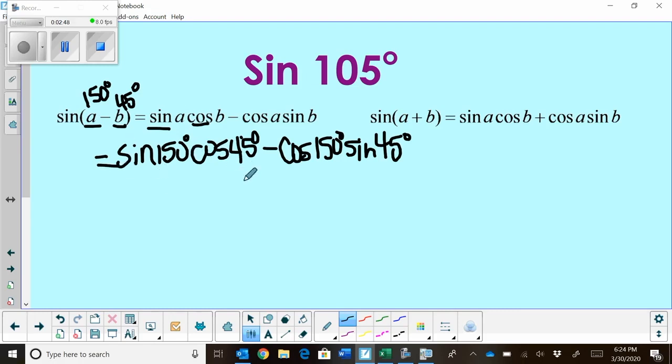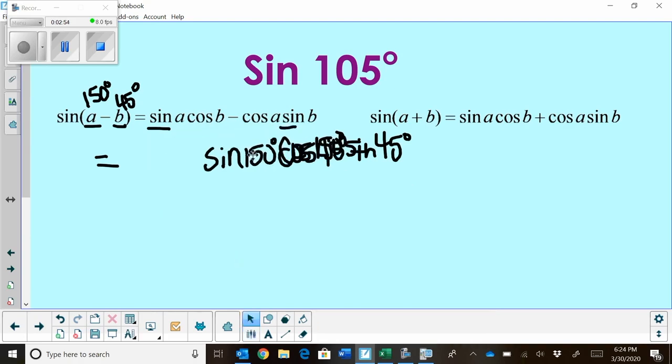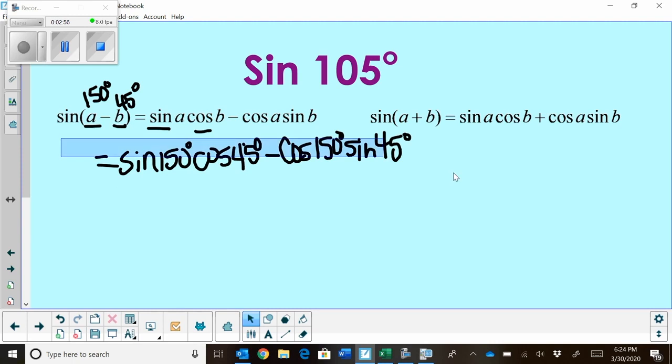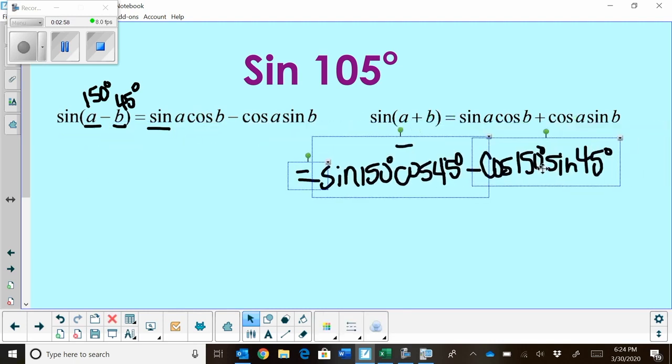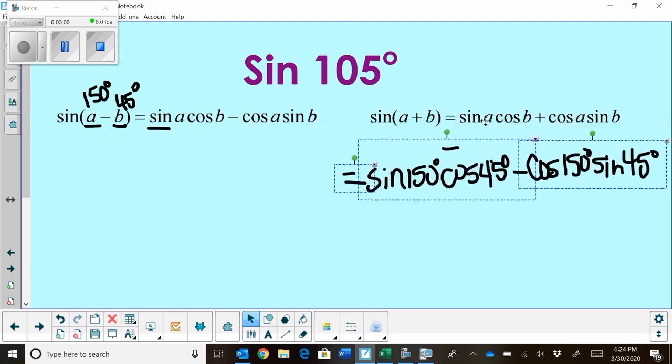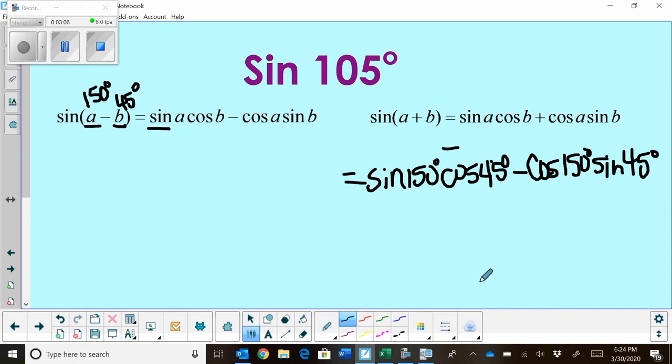And then we can just evaluate that, and we're going to do those in a minute. Okay, now the sum formula is very similar to that. Let me grab all this and slide it over. It's sine A cosine B plus cosine A sine B. So everything is the same except for literally the sign. So this is going to be a positive.